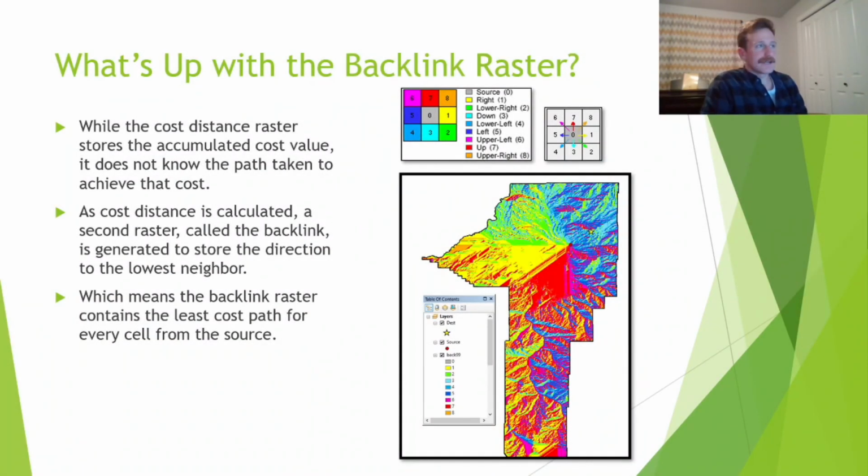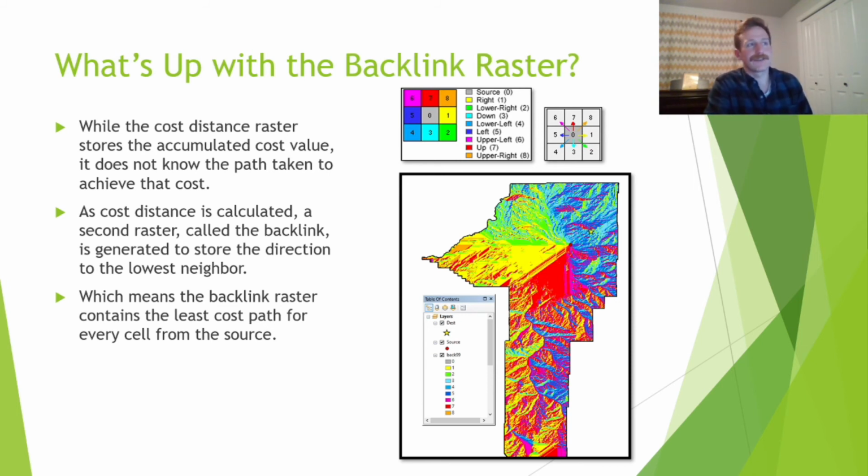So we've talked about this thing called the backlink raster, but haven't really explained what it is. It is a crucial part to getting to the least cost path. The cost distance raster that we just talked about in the previous slide is accumulating cost at each cell as it does this best first search outwards. But at any given cell, that cell does not know how it got there. And so we have no sense of directionality, only of magnitude.